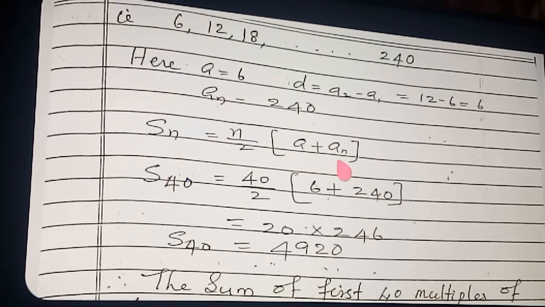Sn is equal to n by 2 into A plus l. Students, do any method, no problems. So here I applied this formula. Why applied this formula? Because the first term and last term are known. So Sn is equal to n by 2 into first term plus last term. That means S40 is equal to 40 divided by 2 into first term 6 plus last term 240. Therefore 40 divided by 2 means 20. 20 into 246. So multiply, right?